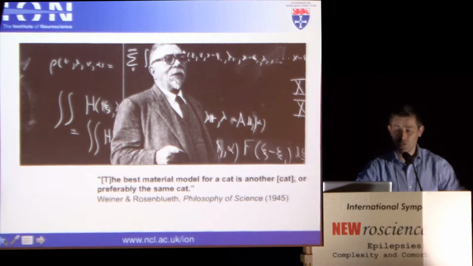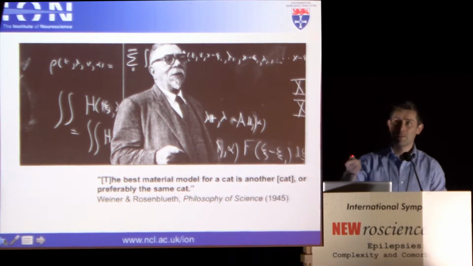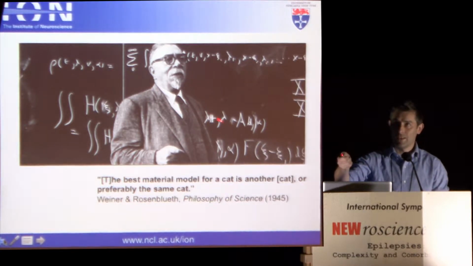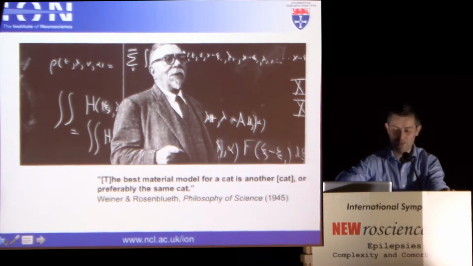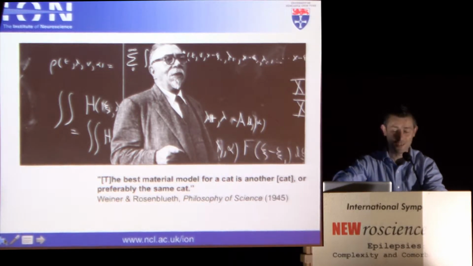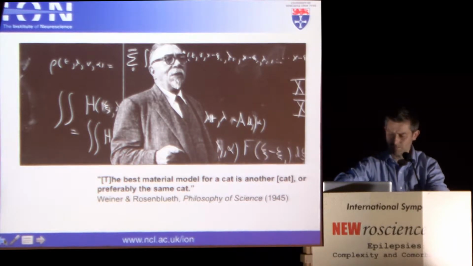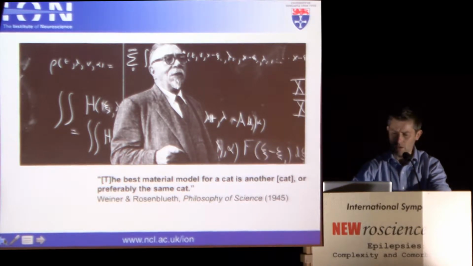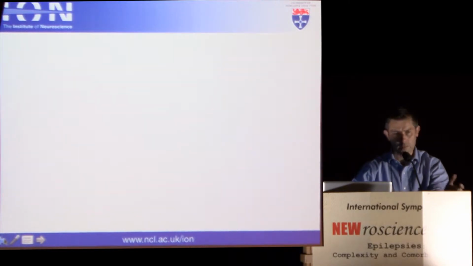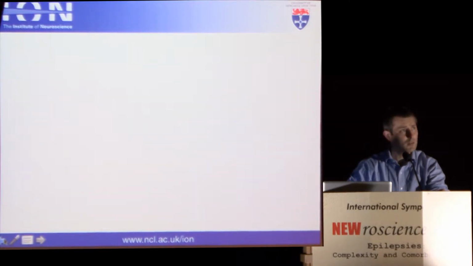So the first thing I wanted to do was introduce this chap, Norbert Wiener, and I like this quote from him which says, "The best material model for a cat is another cat, or preferably the same cat." And if you can remove cat and replace it with human, I think this is the kind of approach that we really need to be taking from a basic science point of view to understand human epilepsy. Now, in understanding epilepsy, why do we need to be using human material?